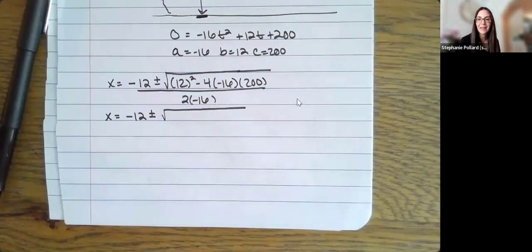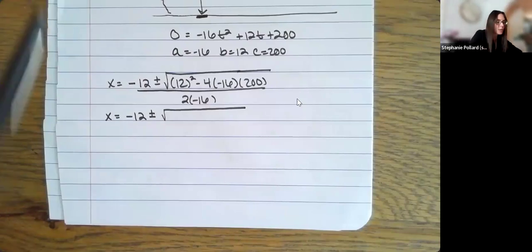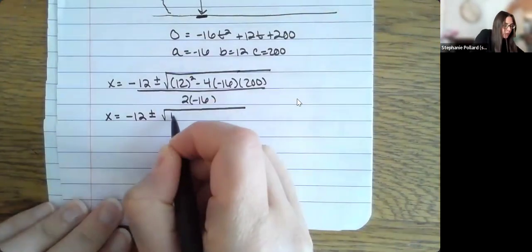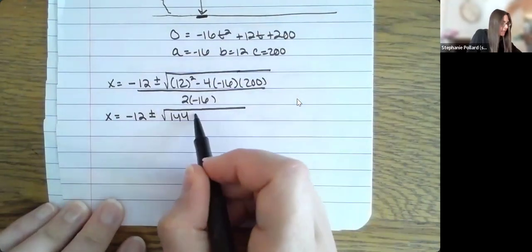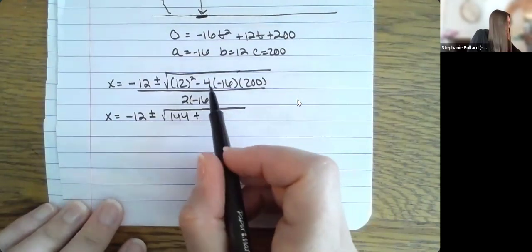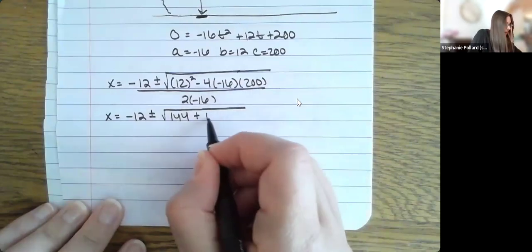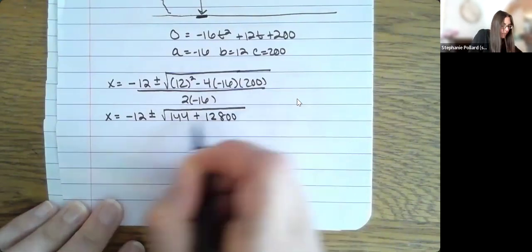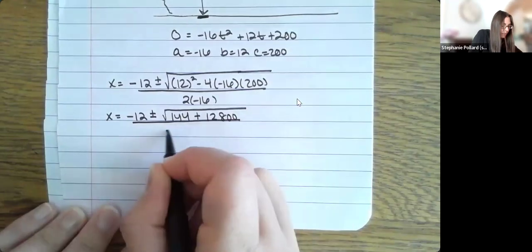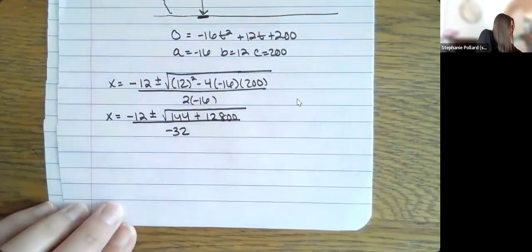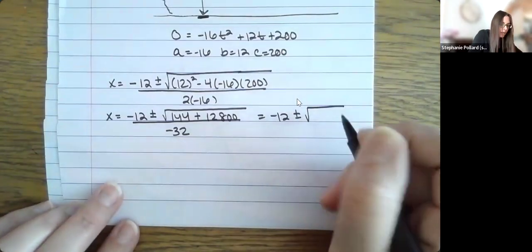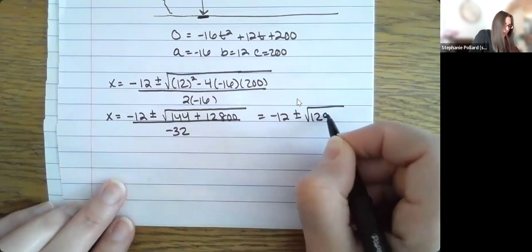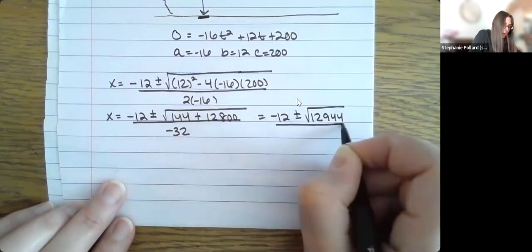All right, let's keep going now. So here, 12 squared is going to be 144. Negative 4 times negative 16 will give us a positive, and then 4 times 16 times 200 is 12,800. And this whole thing is over negative 32. When I simplify inside the radical and I add those two values together, I get 12,944 all over negative 32.